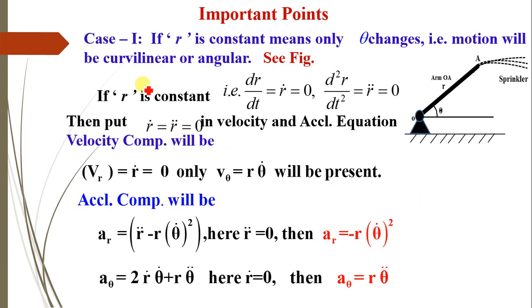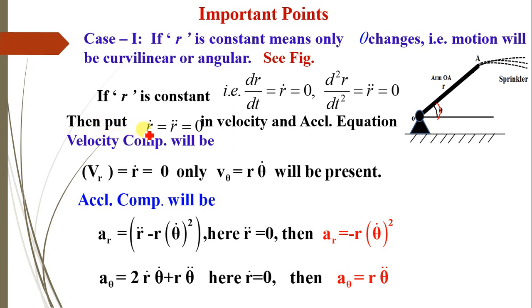Now, important points in the case of the r theta component coordinate system. Case 1: if r is constant, only theta will be changing, and the motion will be curvilinear or angular. For example, in this motion of a nozzle through which a sprinkler is coming, the arm or radial distance r is constant, but the angle of inclination theta will go on changing. So in that case r is constant, that is dr by dt, which is r dot, equals 0. Similarly, r double dot is also equal to 0.